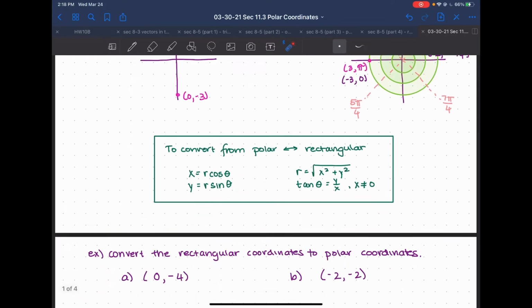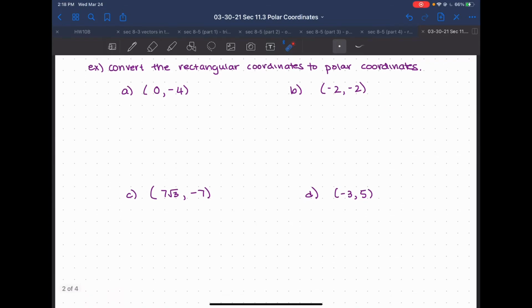Okay, so let's take a look at converting. Now, because this is review, what I would actually encourage you guys to do is go ahead and pause the video, see what you get, and then come back and take a look at the answers. Okay, so let's take a look at the answers here. So we're converting these from rectangular to polar. So we're going to assume these are given in rectangular. So we have x, we have y, we want to know r and theta. We have our formulas from above.